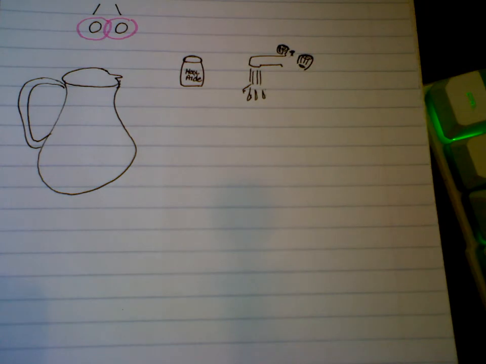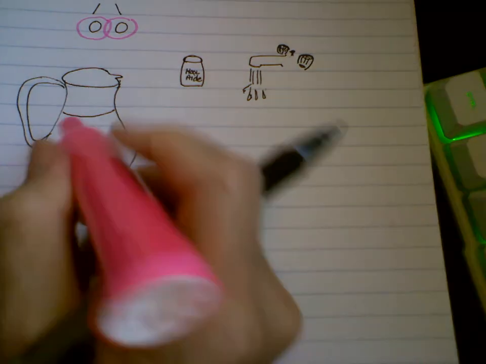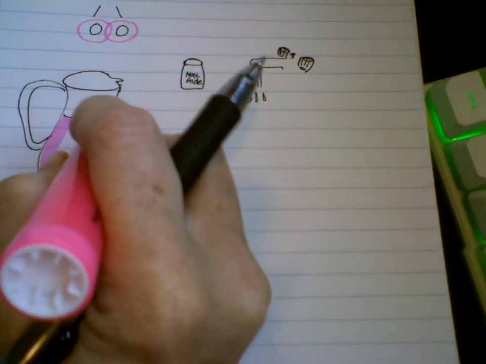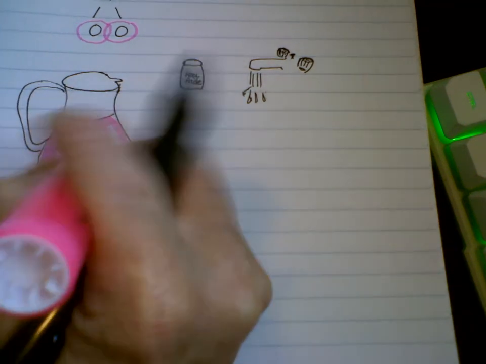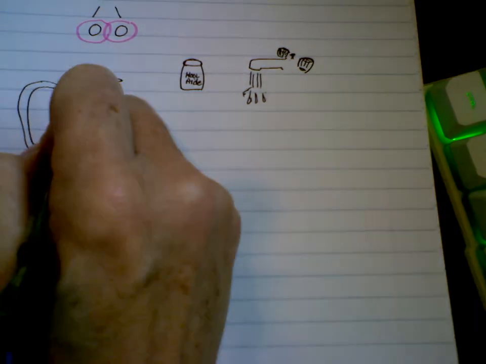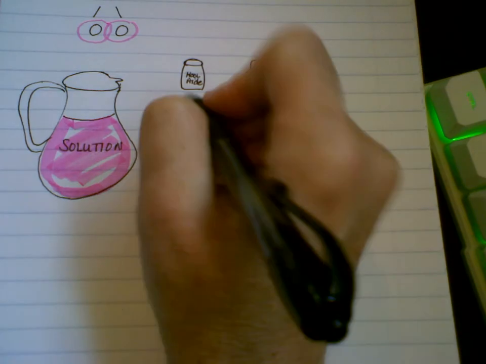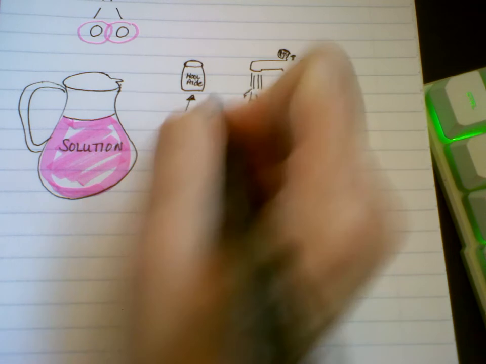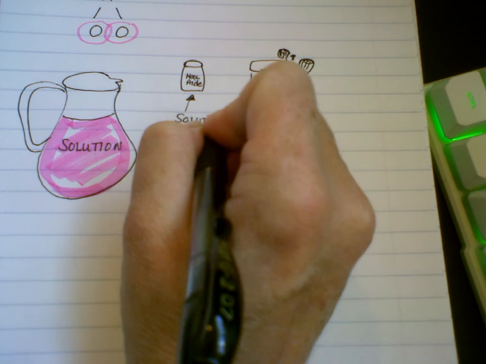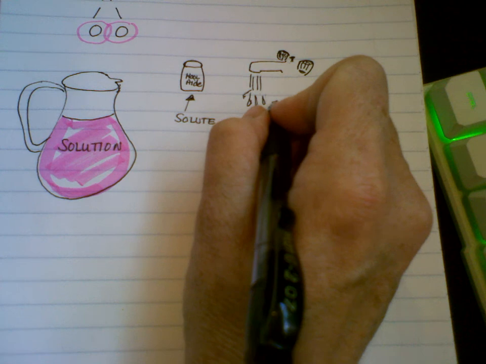So those are my two ingredients, right? Once I mix it all together, I make myself a lovely pitcher of Kool-Aid because I'm so thirsty. Maybe it's strawberry Kool-Aid. That happens to be the color highlighter I have sitting on my desk here. So yummy strawberry Kool-Aid. This is called a solution. And the Kool-Aid, the stuff I'm mixing into it that I want to dissolve, this is called a solute. And what I have to mix it with to get it to dissolve is called the solvent.